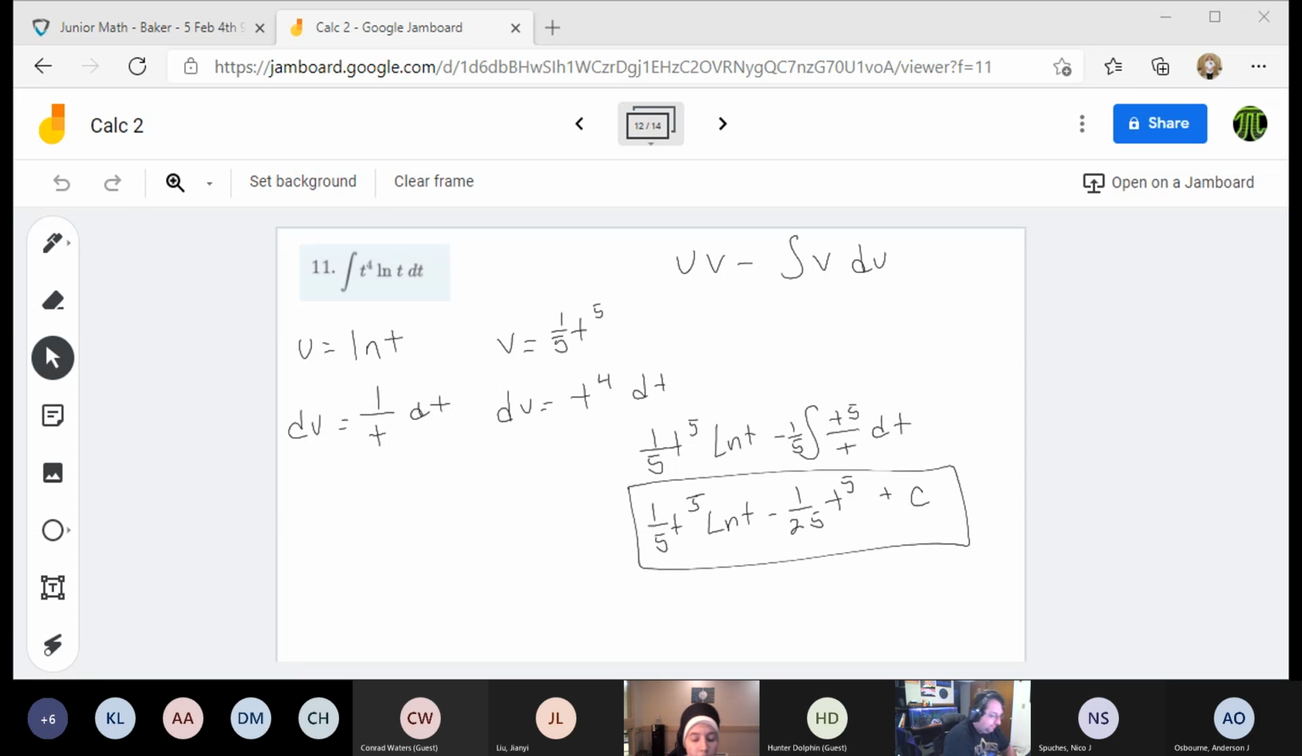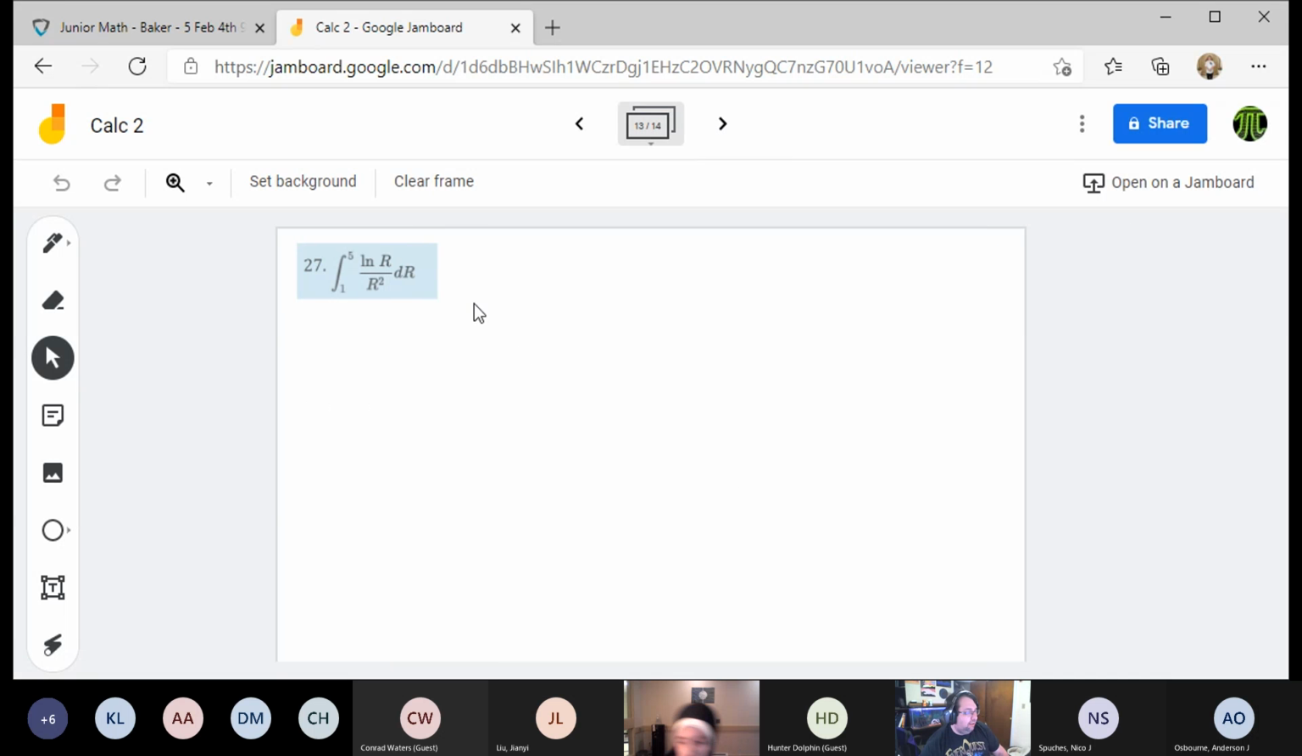All right, 2 more problems. All right, let's try this one. This one's a definite integral. So once you get the integration, you're plugging in 1 and 5 to it.